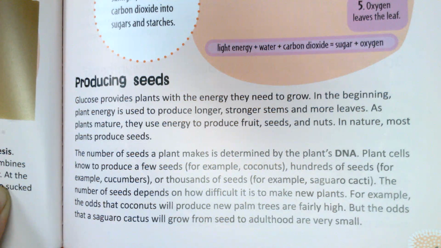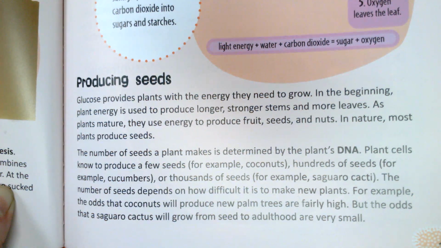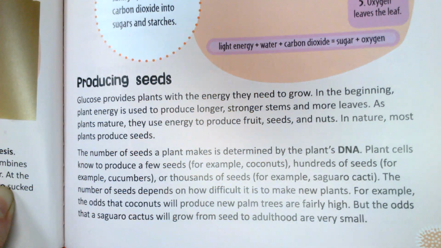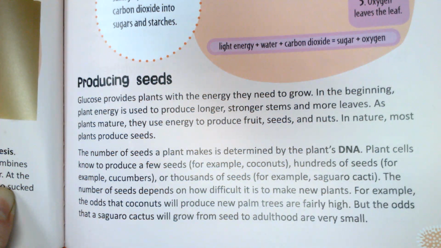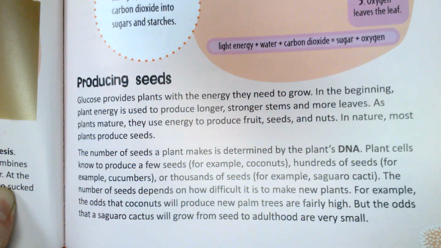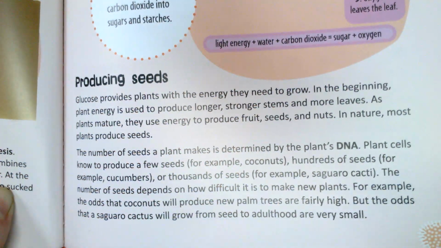The number of seeds a plant makes is determined by the plant's DNA. Plant cells know to produce a few seeds, for example, coconuts, hundreds of seeds, for example, cucumbers, or thousands of seeds. The number of seeds depends on how difficult it is to make new plants. For example, the odds that coconuts will produce new palm trees are fairly high, but the odds of a saguaro cactus growing from seed to adulthood is very small.